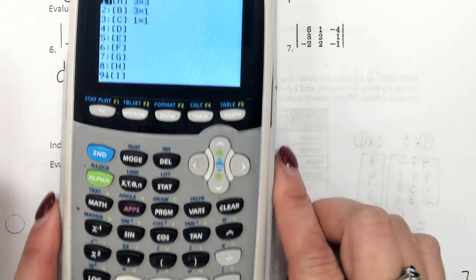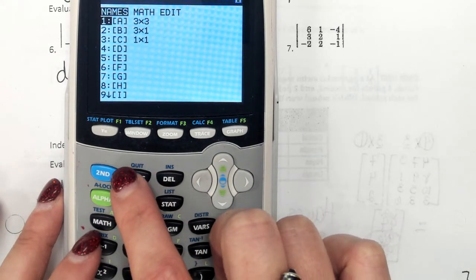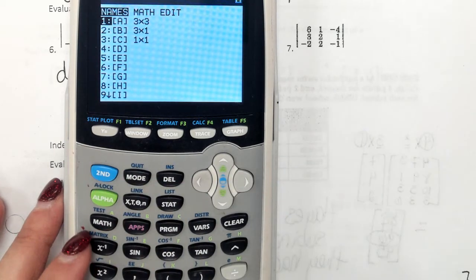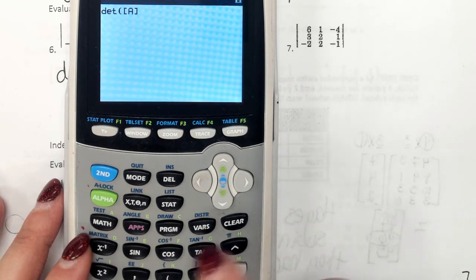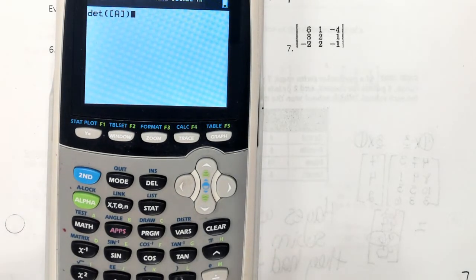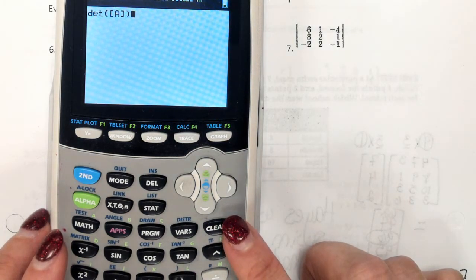Alright, you with me? So you cleared it out, you get second quit. Okay, back to matrix. Oh, you wrote it there? Okay. So then you go second matrix and hit enter on A, and hit enter, and you should get negative 57. You didn't do the determinant, you cleared it and you didn't do the determinant. Second matrix. Over to math. Enter on determinant, second matrix. Enter on A. Hit enter.